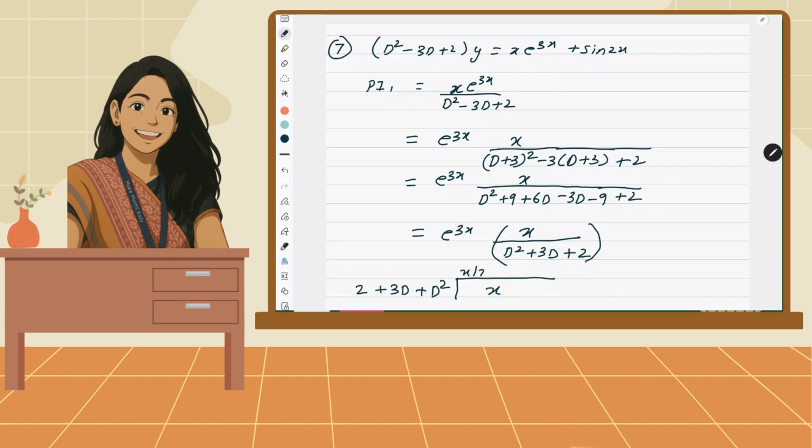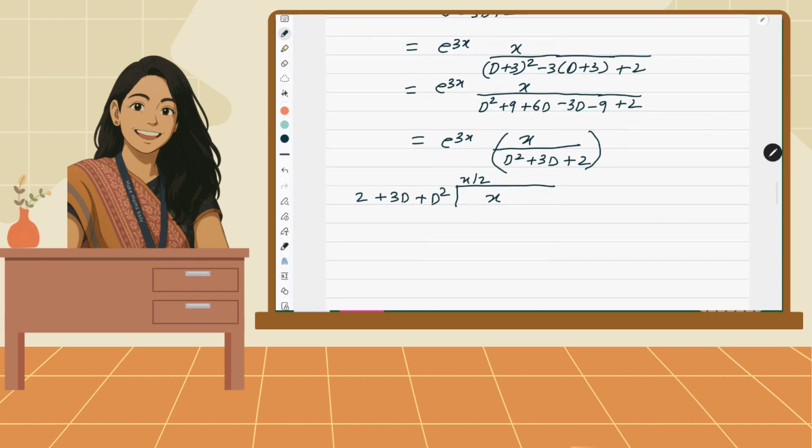So first term will be x by 2, then x, 3 by 2, then 0, subtract minus 3 by 2. So next term will be minus 3 by 4. So this will become minus 3 by 2 and 0. So my pi1 will be equal to x by 2 minus 3 by 4.